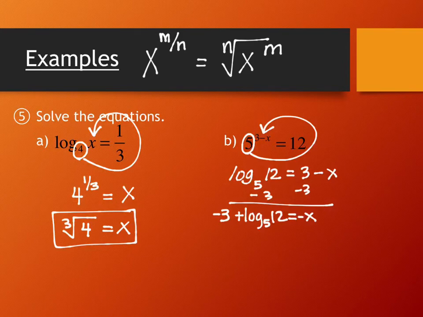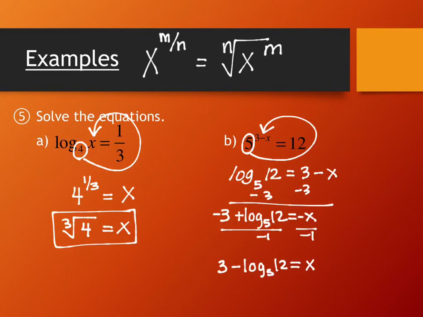There's a negative in front of the x, so I just need to divide both sides by negative 1. That gives me x equals on the right, and it changes my signs on the left. So the negative 3 becomes a positive 3. The positive log becomes a negative log, base 5 of 12. And as much as it will pain you to do so, you can go no further.